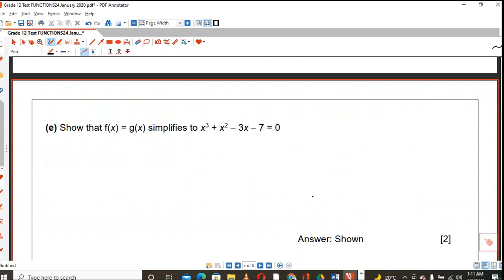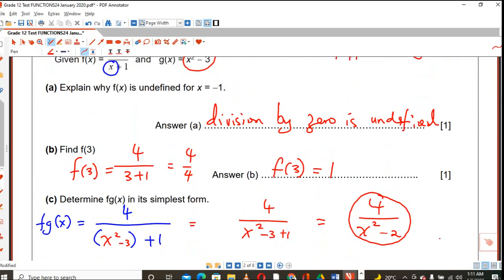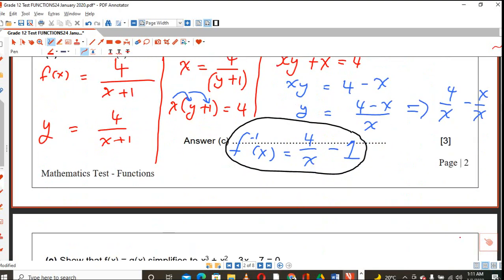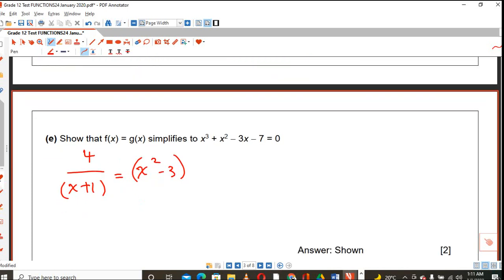Okay, so you are supposed to show that f of x, which is 4 over x plus 1, if I can recall well, and our g of x is x squared minus 3. I'm going to put them in brackets because I'm going to do a cross multiplication here. So that means I'm going to have 4 equals x plus 1 times x squared minus 3. So we are going to multiply out here that with that.